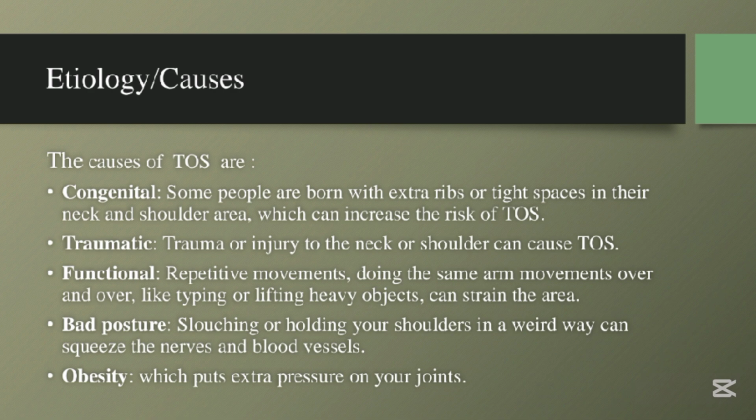Now moving towards the causes of TOS. Number one is congenital. Some people are born with extra ribs or tight spaces in their neck and shoulder area, which can increase the risk of TOS. Number two is traumatic. Trauma or injury in the neck or shoulder can cause TOS. Number three is functional issue. Repetitive movements, using the same arm movement over and over, like typing or lifting heavy objects, can strain the area. Number four is bad posture. Slouching or holding your shoulder in a weird way can squeeze the nerves and blood vessels. The fifth one is obesity, which puts extra pressure on your joints. So these are the basic causes of TOS.